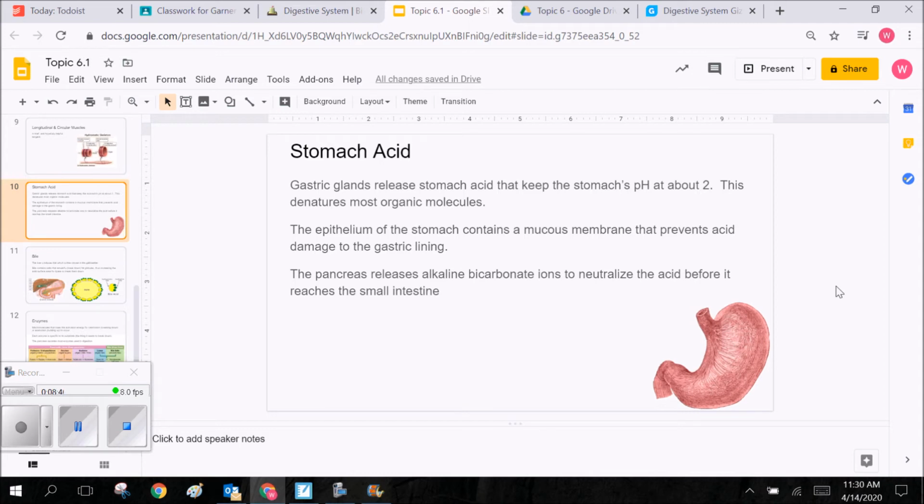The lining of the stomach, or the epithelium, is going to contain a mucous membrane that prevents that acid from melting through your stomach. So this is what keeps your stomach intact, even though it's holding this incredibly powerful juice.